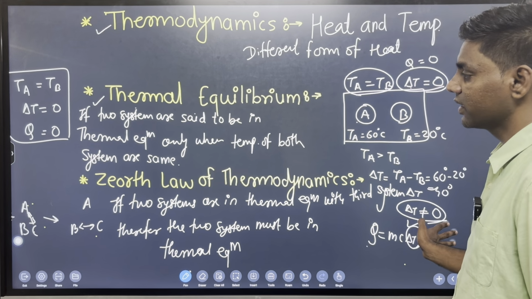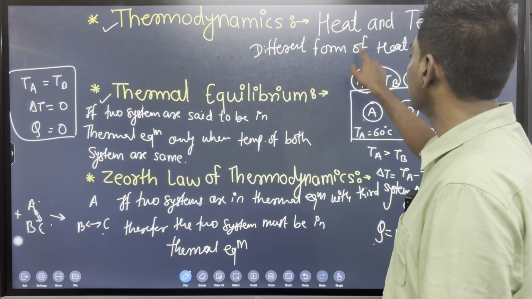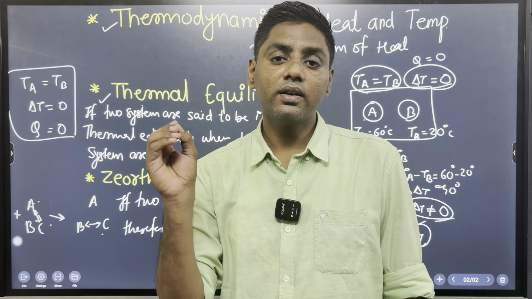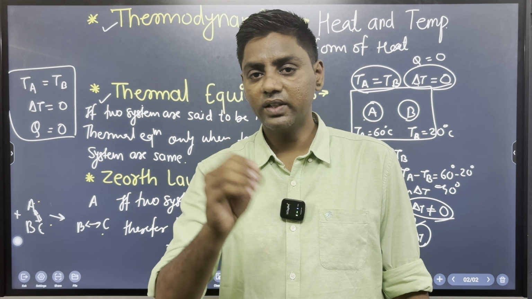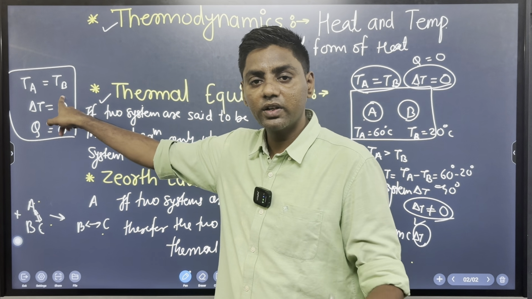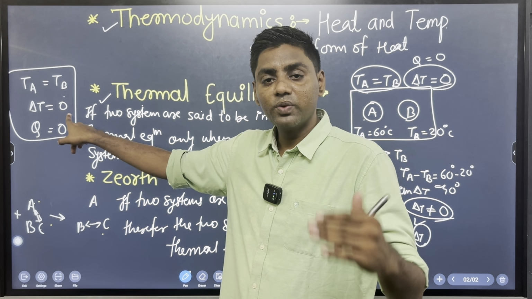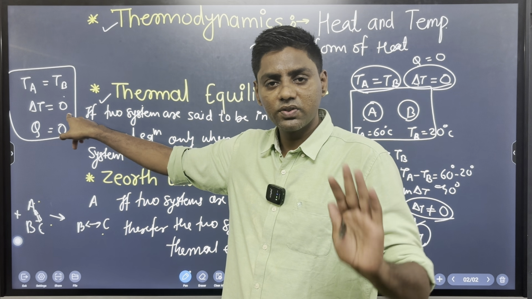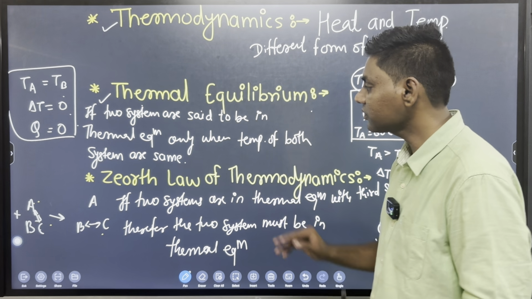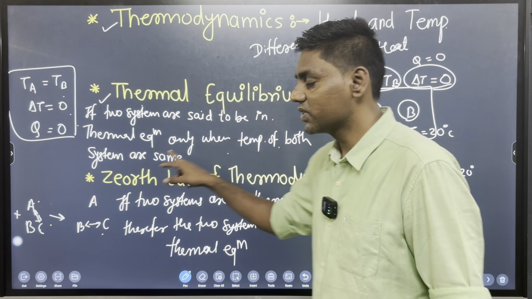So let's revise and then we complete today's topic. What is thermodynamics? You have to just remember the two keywords, that is heat and temperature. Here we study about heat and temperature and the interconversion of different forms of energy. For thermal equilibrium, these are the observations: if the temperature of two objects or systems is the same, we can say that both are in thermal equilibrium. When the temperature is the same, delta T is 0, and if delta T is 0, there is no heat transfer between both. So two systems are said to be in thermal equilibrium only if the temperatures of both systems are the same.